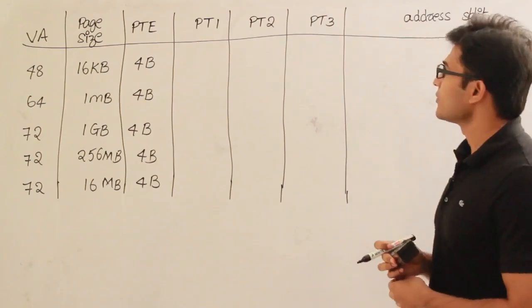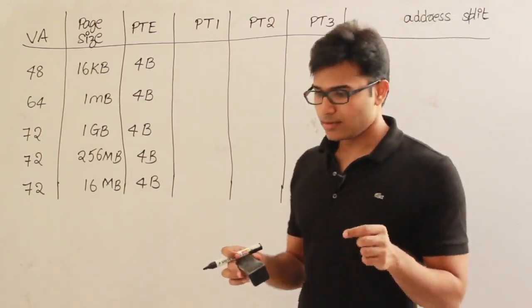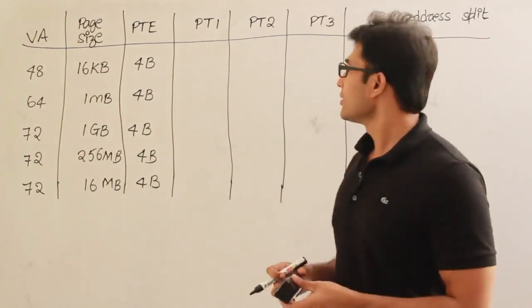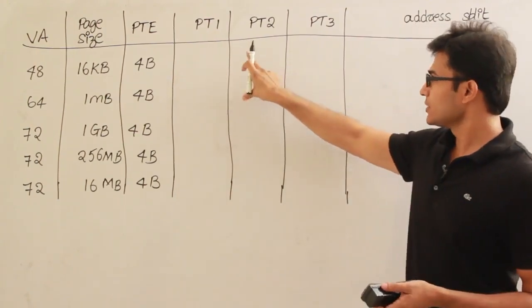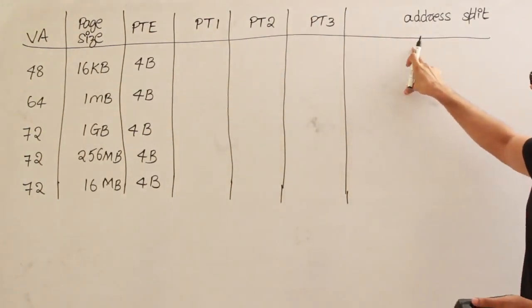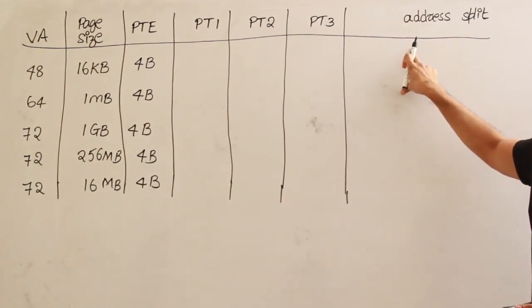Okay, and now the question is, and assume that it is all byte addressable. Byte addressable means the smallest addressable unit is a byte, or word equal to 1 byte, right? And now they are asking, what is page table 1 size, what is page table 2 size, what is page table 3 size, and how are you going to split the virtual address?